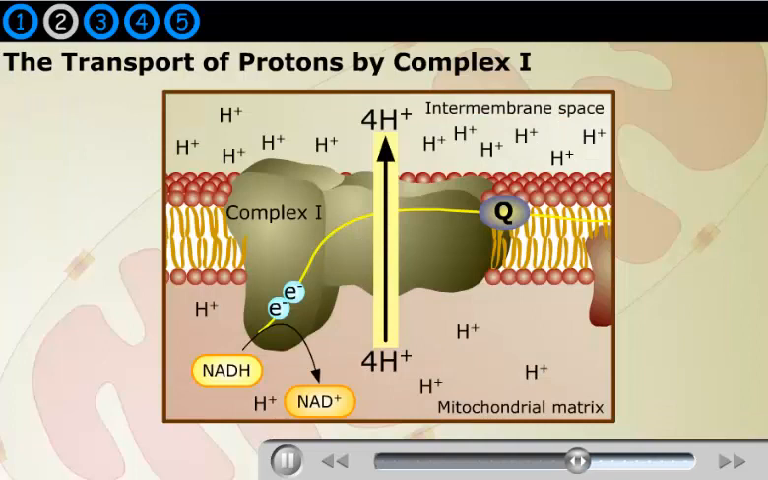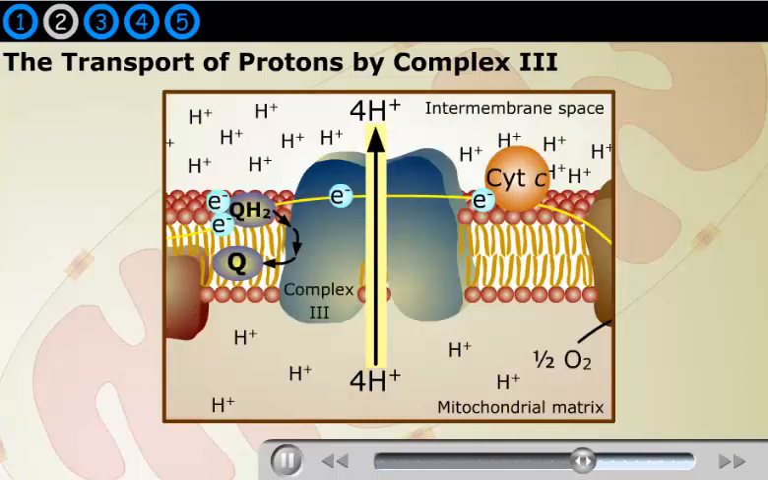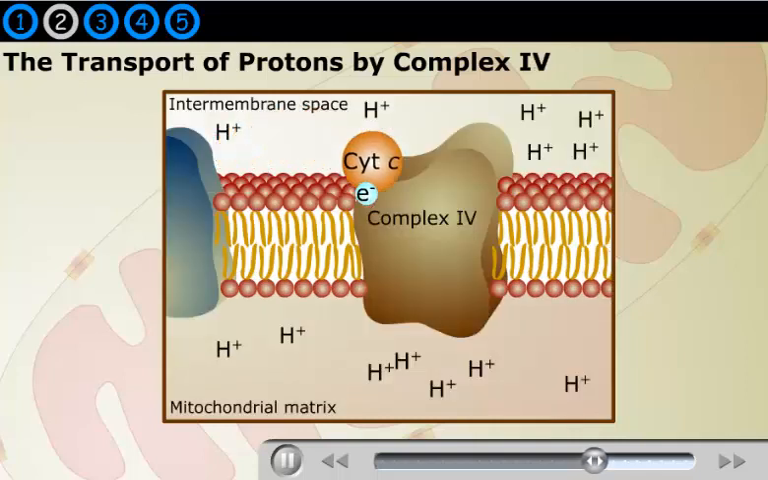As the 2 electrons from NADH are transferred through complex 1, 4 protons are moved out of the matrix. 4 more protons are transported out of the matrix as 2 electrons are transferred from coenzyme Q to cytochrome C through complex 3. This mechanism is known as the Q cycle. The electrons are transferred from coenzyme Q to cytochrome C molecules. Cytochrome C delivers the electrons to complex 4.